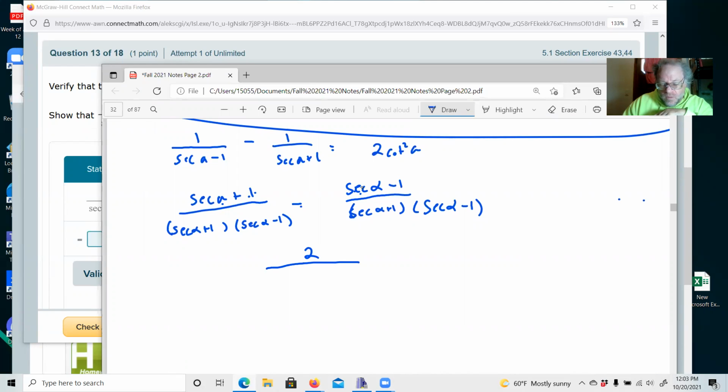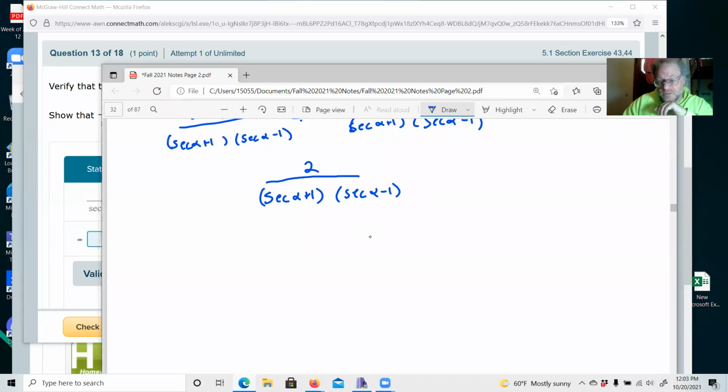Over secant alpha plus 1, secant alpha minus 1, right? Because we had a common denominator, so we added the fractions. Let's put this together because this looks like a difference of two squares here. So this is 2. Secant times secant is secant squared alpha. The cross terms, the secant and the negative secant, are going to cancel, and we get a minus 1. Okay, so far so good.